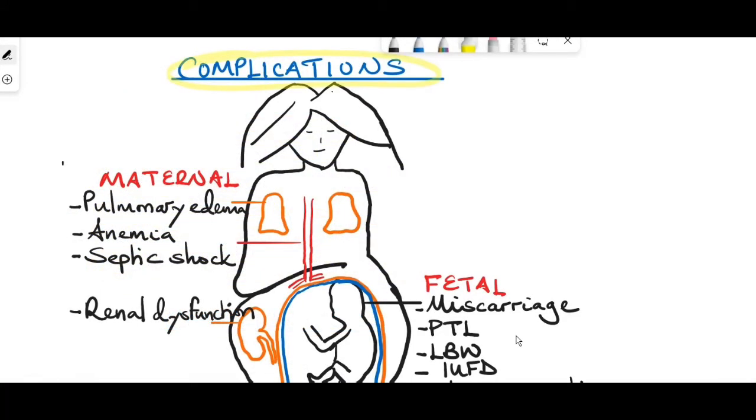Complications of pyelonephritis. For the fetal complications, you can have a miscarriage, preterm labor, low birth weight, intrauterine fetal demise, and chorioamnionitis. Remember that pyelonephritis is a serious condition and can result in septicemia as well as sepsis. So if you have sepsis, this results in these fetal complications. For the maternal complications, you can have pulmonary edema, anemia, and septic shock. This is because of sepsis. So if pyelonephritis results in full-blown sepsis, it can be very overwhelming for the mother as well as the fetus. And because pyelonephritis affects the kidneys, you can have renal dysfunction.